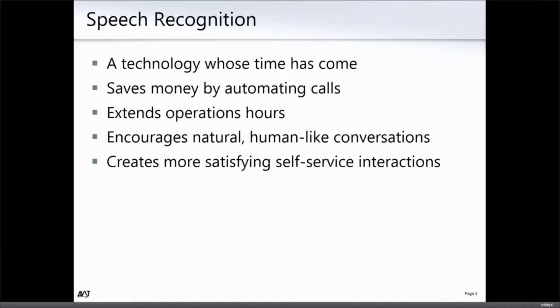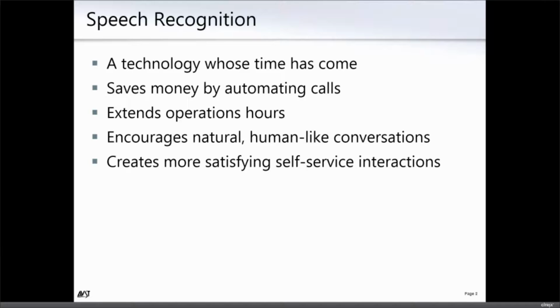We think it's a technology that's really reached its time. We've been doing this for 15 years. In the early days, speech recognition was much more problematic. And everybody probably has a story about a speech recognition app in the early days that didn't work so well. But today, with the advances in the technology, the applications are very well behaved.